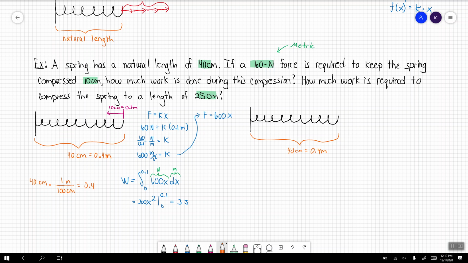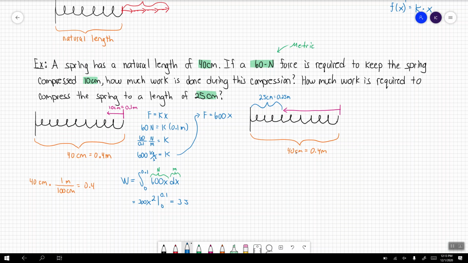And now we're going to start looking for how much work is required to compress the spring to a length of 25 meters. So be very, very careful with this interpretation, because the first question was asking how much work is being done during the compression to compress the spring by 10 centimeters. Whereas this question is asking how much work is required to compress the spring to a length of 25 centimeters. In other words, we're looking for the spring length to be a total of 25 meters. Sorry, 25 centimeters. In other words, 0.25 meters.